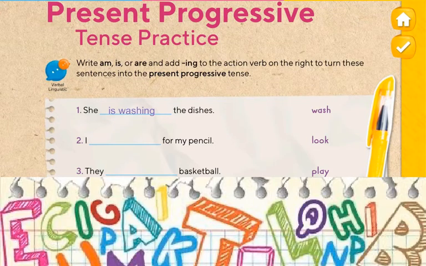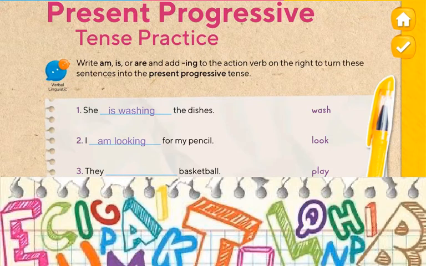Number 2, I, and the verb look. Now, what form of the verb to be should I use for I? Correct, am. And now, add the ing to the verb look. I am looking for my pencil.